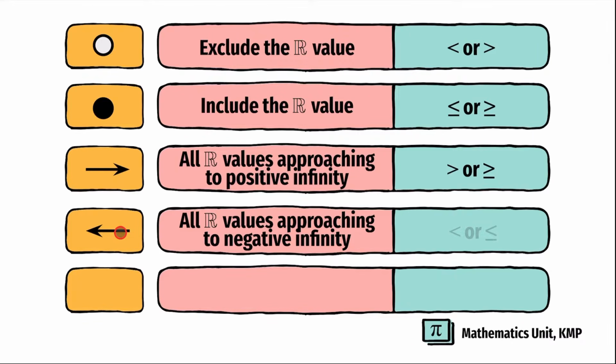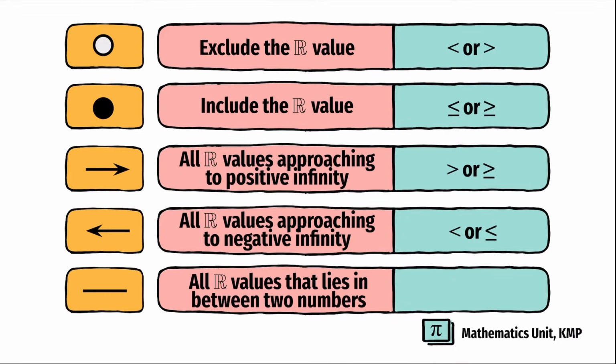This symbol is used with the inequality sign of less than or equals to. The final one is a straight line, which we use for all real values that lie in between two numbers, such as x is greater than a and x is less than b. Let's say a and b are real numbers. We're going to use two inequalities here.